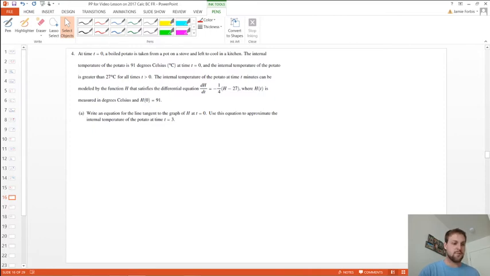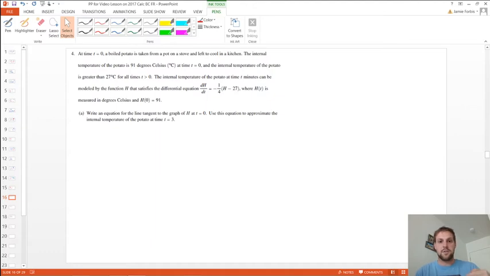Now, this is a very wordy problem, but I promise you it's not that bad once you just break it down one line at a time. So let's think about this. Just picture this situation. At time equals 0, so our initial time here, we got a boiled potato. It is taken from a pot on a stove and left to cool in the kitchen. So the internal temperature of the potato is 91 degrees Celsius at time equals 0. So right when I take that out of the pot, it's at its hottest degree, right? It's at 91 degrees Celsius, which is really hot.